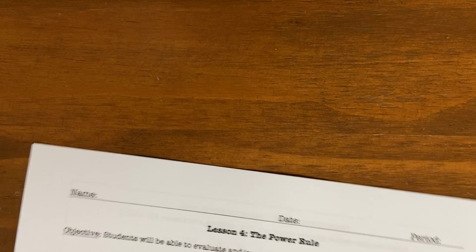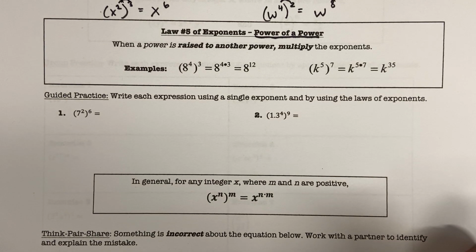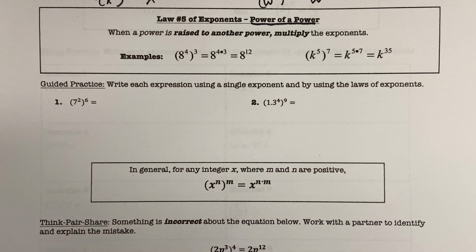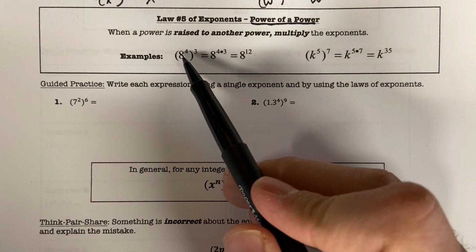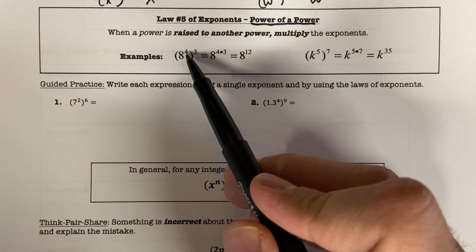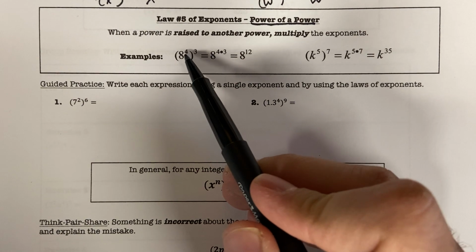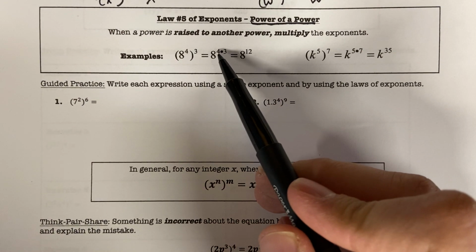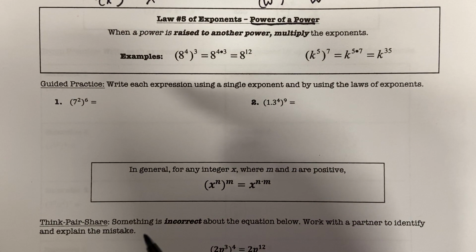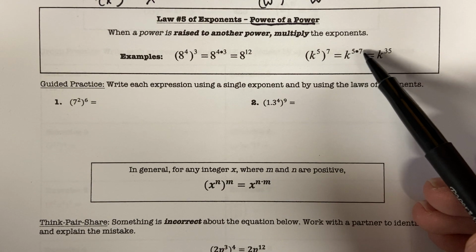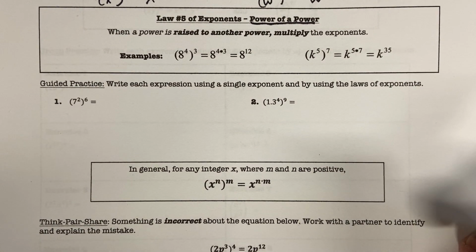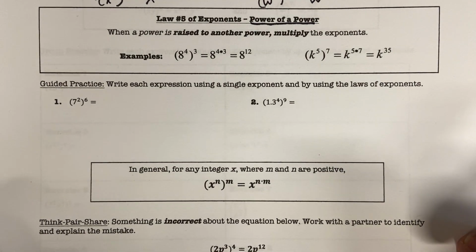So let me pull up the page. So for example, 8 to the fourth power to the third power. Instead of expanding it out, since I have a power raised to a power, or an exponent raised to an exponent, I'm going to multiply the 4 and 3 together to get 12. Or k to the fifth power to the seventh power, I'm going to multiply the 5 and the 7 to get 35. So this is just another helpful rule to remember. If you need to expand it out to make a little more sense of it, you're welcome to do so, but this is somewhat of a shortcut.